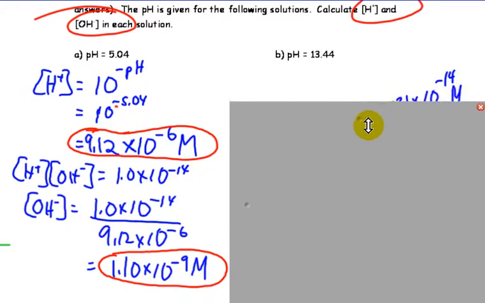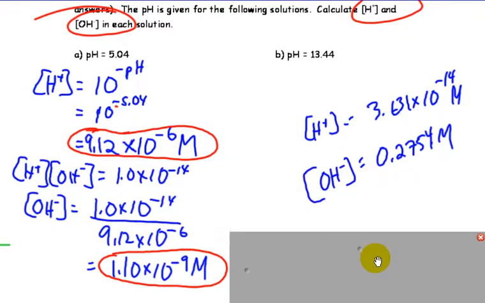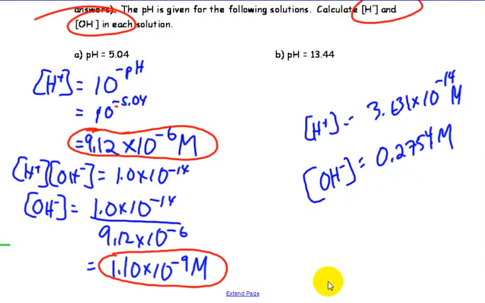Okay, if you had a chance to do that, I didn't go through all the math here, I just worked it out and put the final answers down. So 10 to the negative 13.44, we get 3.631 times 10 to the minus 14, and then rearrange the water constant equation, and we would get hydroxide equal to 0.2754 molar.